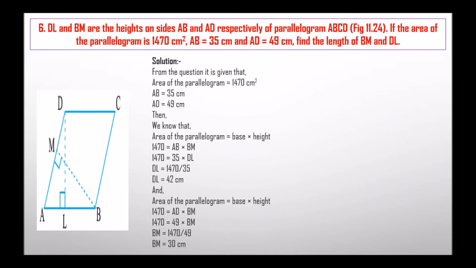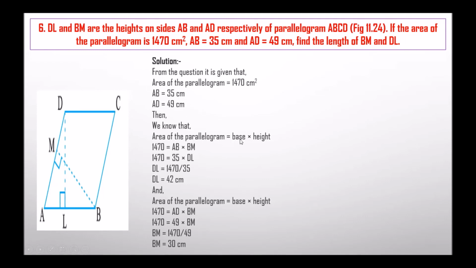Sixth question. DL and BM are the heights of the sides AB and AD respectively of the parallelogram ABCD. If the area of the parallelogram is 1470 centimeter square, AB 35 centimeter and AD 49 centimeter, find the length of BM and DL. Area is given 1470 centimeter square, AB 35, AD 49.